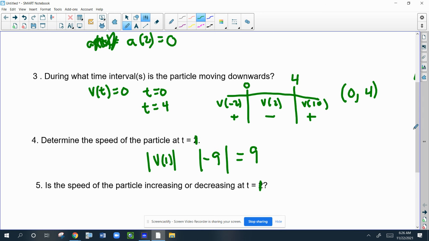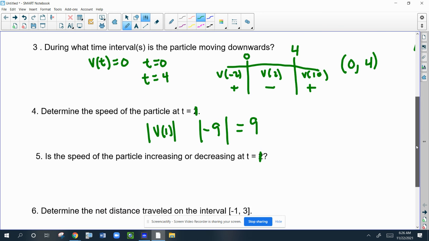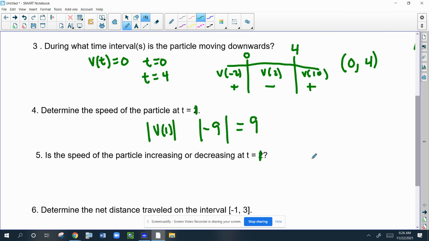Now, the last question for this video is, is the speed of the particle increasing or decreasing when t equals 1? To figure out when speed is increasing or decreasing, you just need to know the velocity and the acceleration. If velocity and acceleration are the same sign, the speed is increasing. If they're different signs, it's decreasing.